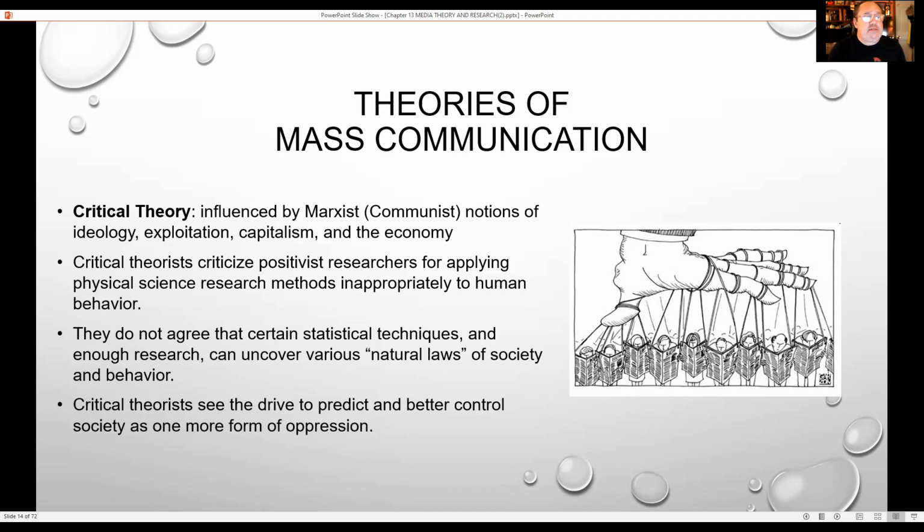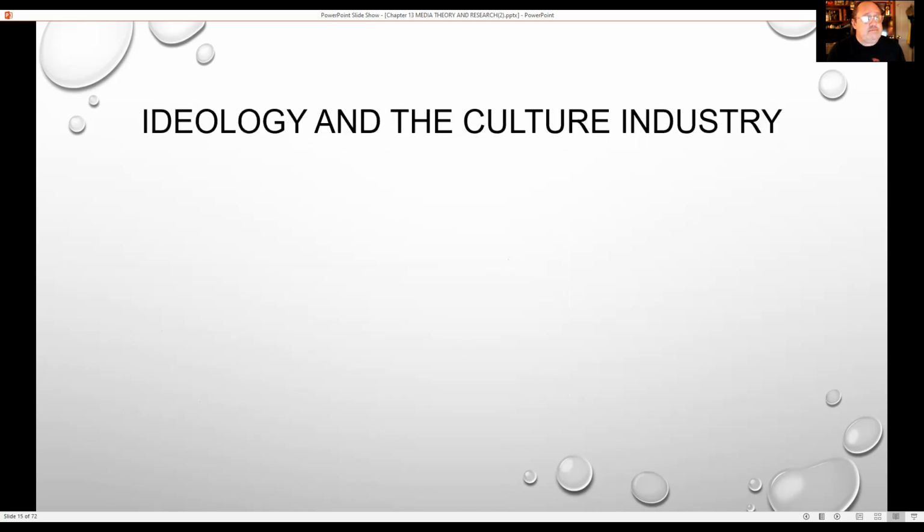So these theories of mass communication are very important to them, and they're more and more important. And there are good, non-invasive ways to get the information you need. And it's going to be an important part of what you do.